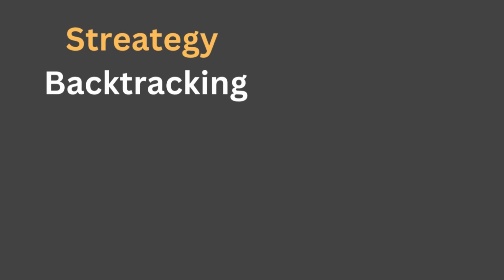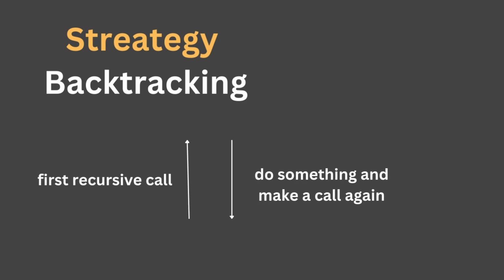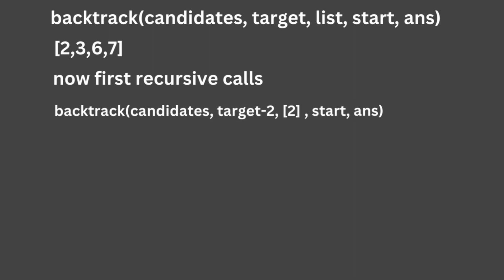So our approach here is backtracking first. We make a recursive call, and then in backtracking remove the recently added element and make a new call. First we make a function named backtrack. It takes candidates, target, list, start and ans as parameters. Now initially start is equal to 0. We add the integer at index start in the candidates array. Initially add 2 to the list and decrease target by 2, as now our resultant target is decreased by 2.